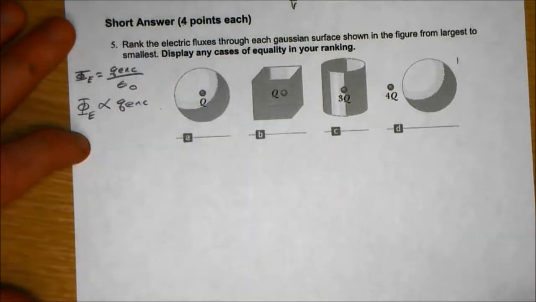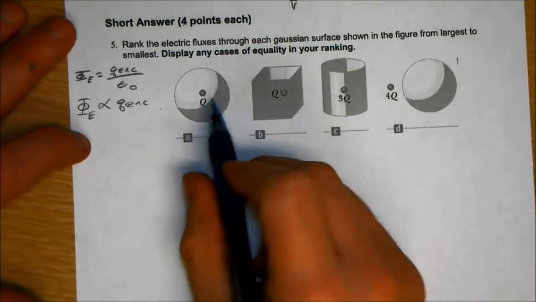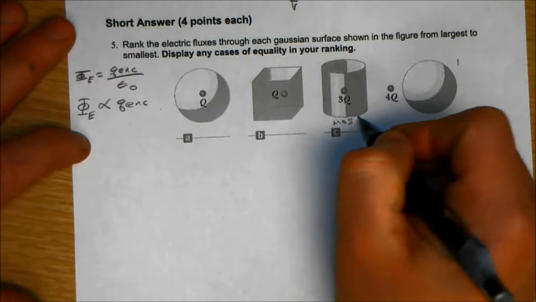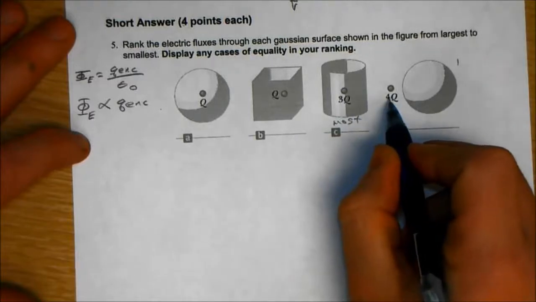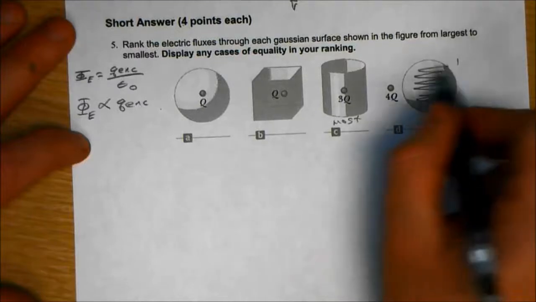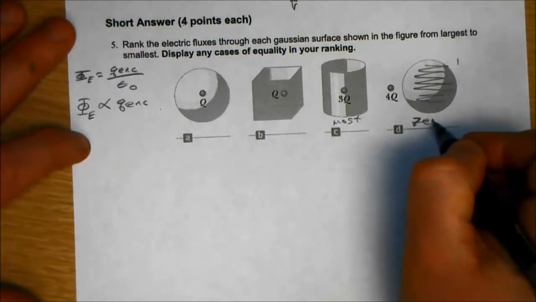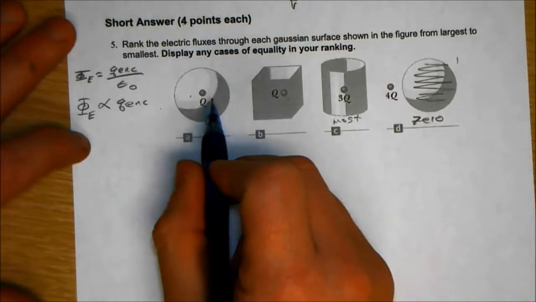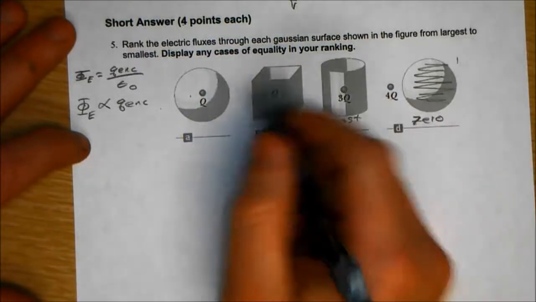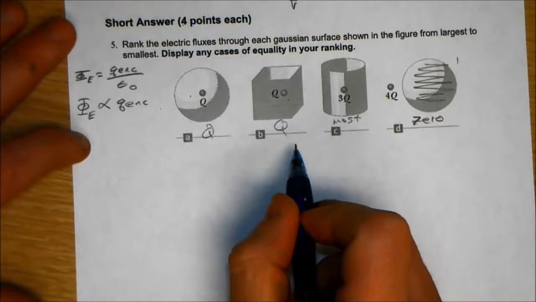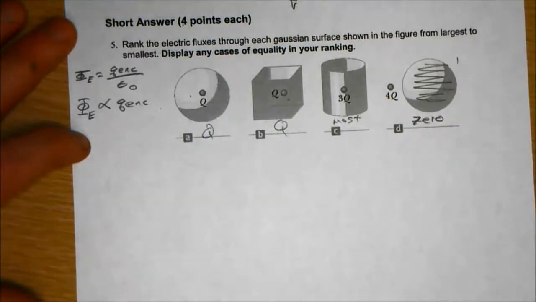So if we just ignore the epsilon naught, we can say that the electric flux is proportional to charge enclosed. Well, which one has the most charge enclosed? So 3Q is the most. What about 4Q? Well, it's outside of the Gaussian surface, so nothing is enclosed by the Gaussian surface, so this is 0. And these surfaces, they're different shapes, but they both enclose charge Q, so the electric flux there is going to be equal.